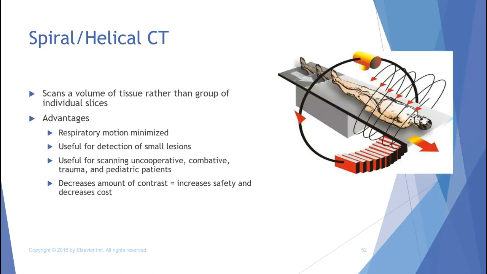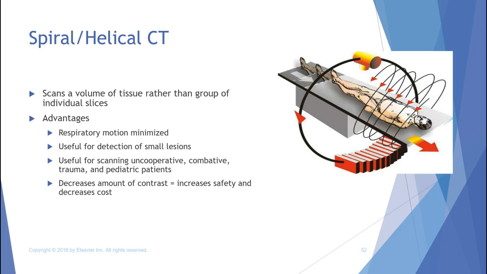Okay, this is another image of helical CT. I noticed in your Bouchon book that he does not like the word spiral. He shows you a picture of what a real spiral looks like and why this is really not spiral, it's helical. So we'll call it helical in his honor. It scans a volume of tissue rather than a group of individual slices.